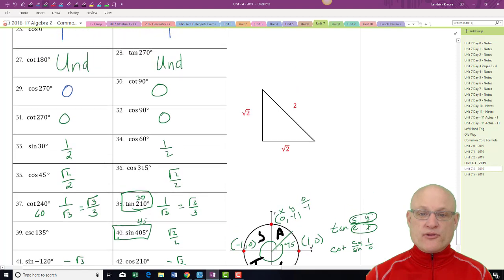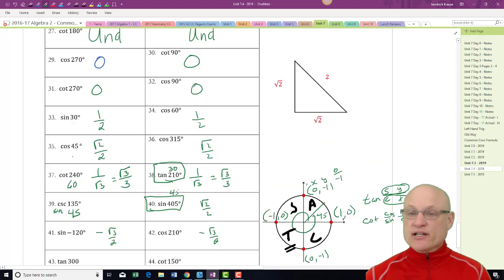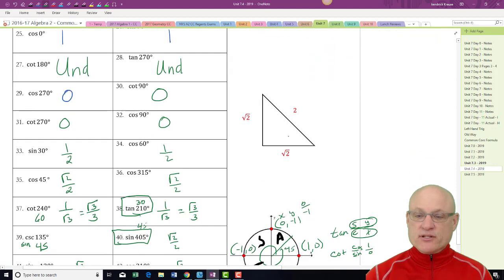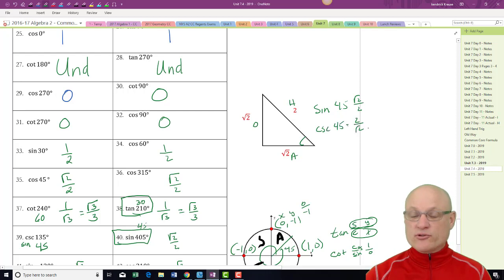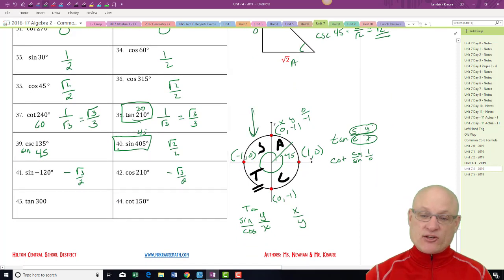Cosecant of 135. Now, 135 has a reference angle of 45 degrees, and cosecant goes with sine. So let's see, back to 45 degrees. There's our 45 degree angle. Opposite, hypotenuse, adjacent. Sine is opposite over hypotenuse, so the sine of 45 degrees would be the square root of 2 over 2. That would mean the cosecant of 45 degrees would be 2 over the square root of 2, which by now you ought to know is just the square root of 2. Now let's see what quadrant we're in. We're in quadrant 2, and sine is positive in that quadrant. So this is just the square root of 2.